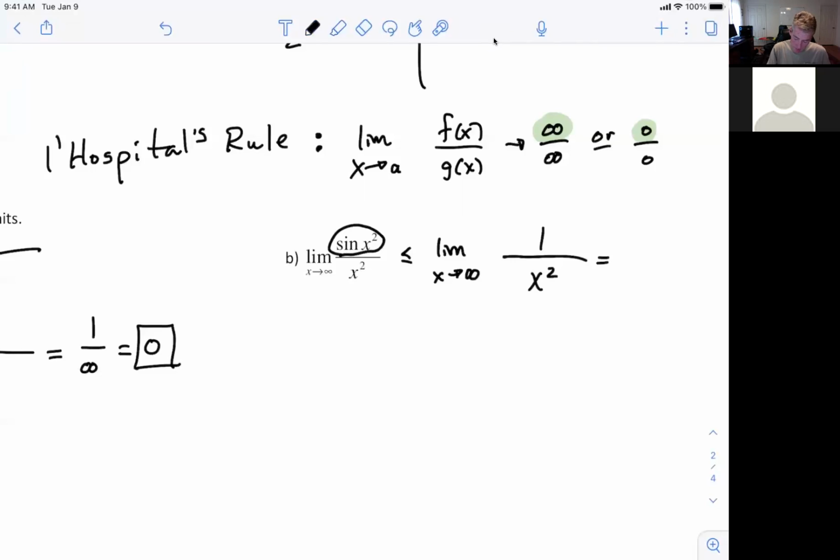And then if you substitute infinity in, infinity squared, or infinity times infinity, is still equal to infinity. And 1 divided by infinity is equal to 0. So that means that the limit as x approaches infinity of the original problem has to be less than or equal to 0.